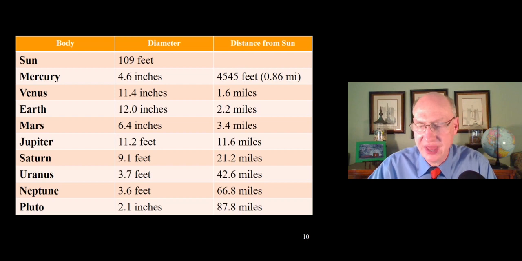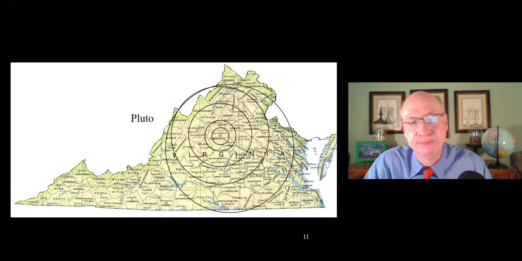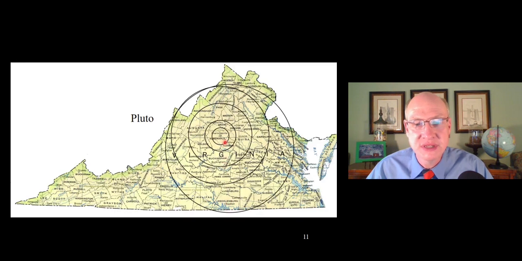Maybe a way to visualize this is to use the state of Virginia. So most of us are familiar with the size of the state of Virginia. Centrally located, we have Charlottesville and Albemarle County right there. And what I have laid out here are the orbits of some of the planets in our solar system. These are the orbits of Jupiter, Saturn, Uranus, Neptune, and Pluto.